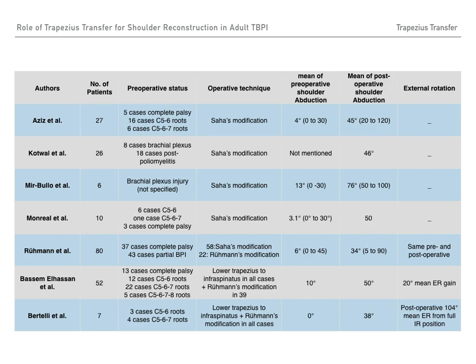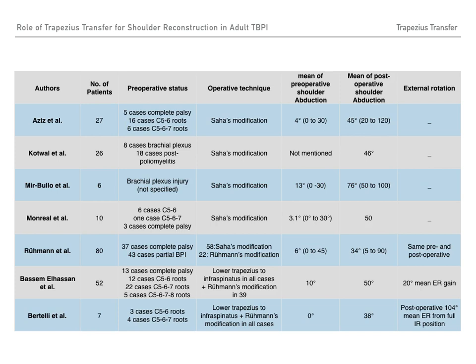Elhassan's study included 52 patients. 13 of them were complete palsy, 12 were upper trunk, 22 were upper and middle trunk, and 5 were C5, 6, 7, 8 root palsy. He did lower trapezius to infraspinatus in all cases, and he used Rahman's modification in 39 cases. The preoperative shoulder abduction was 10 degrees, and postoperative shoulder abduction was 50 degrees. The external rotation gained after surgery was 20 degrees.